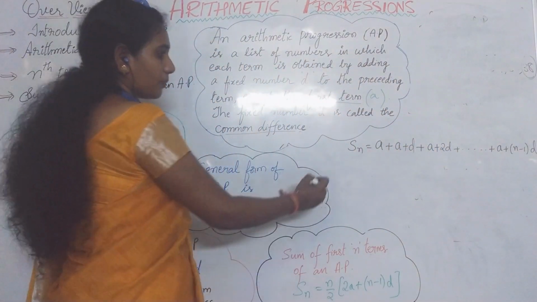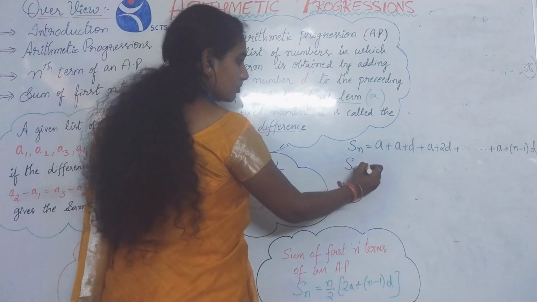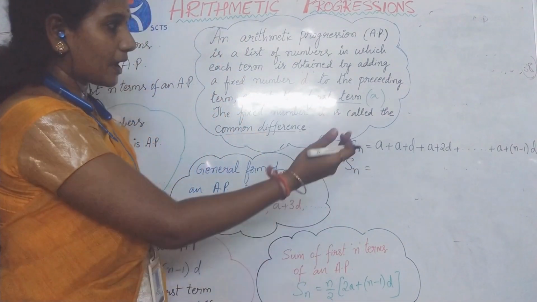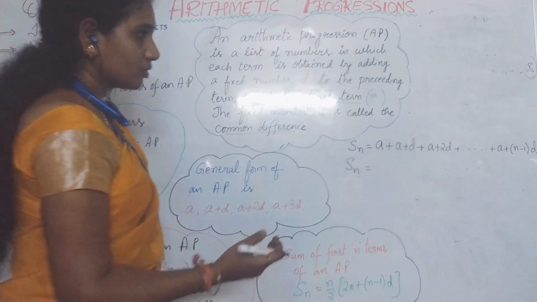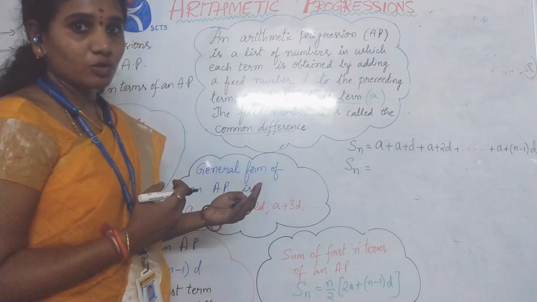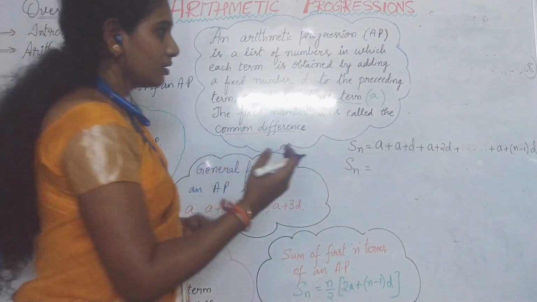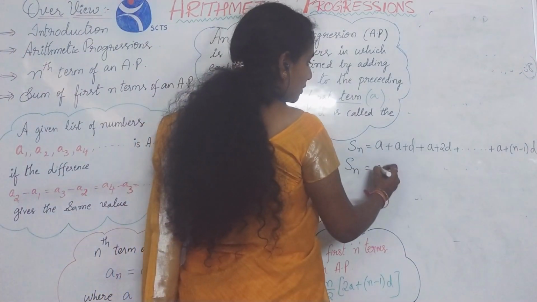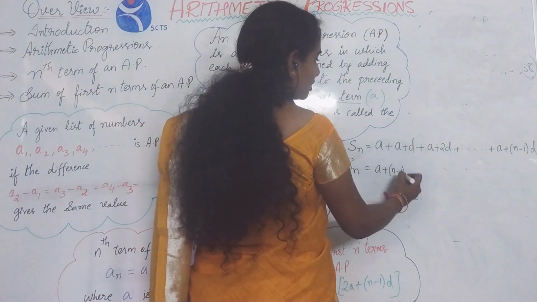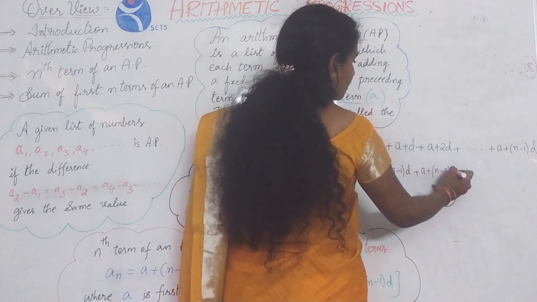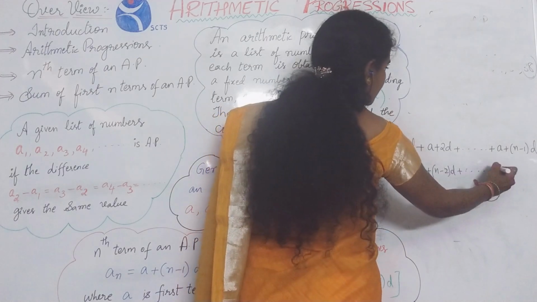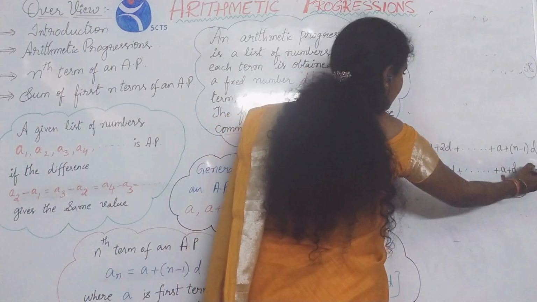Now, I am taking Sn again, but now I am adding the last term to the first term. I am writing in the reverse order because in addition, the commutative property holds, so we can change the order. So a plus n minus 1 into d, plus a plus n minus 2 into d, plus and so on, plus a plus d, plus a.